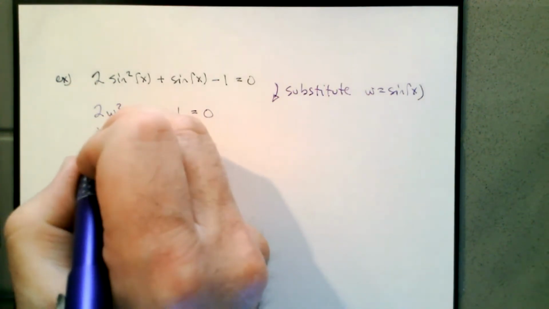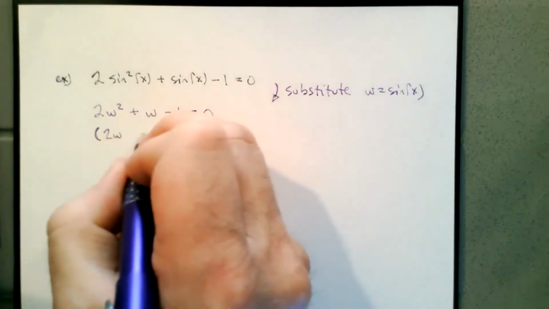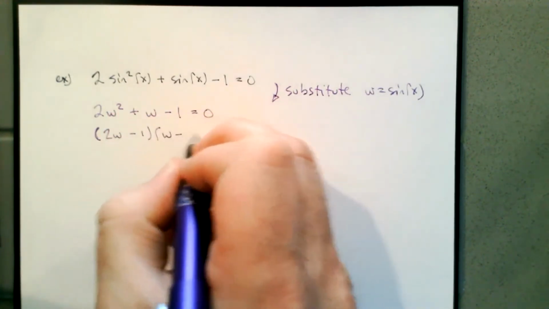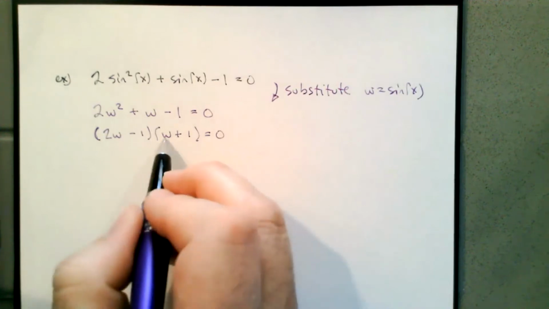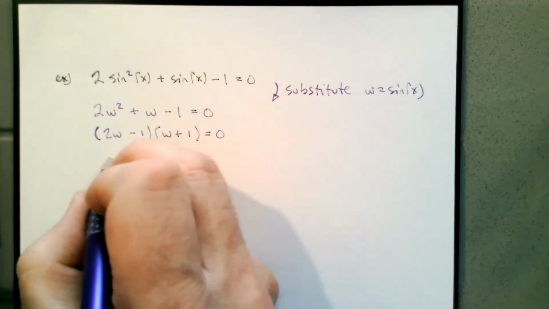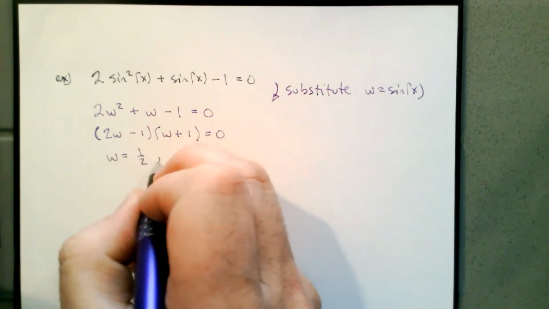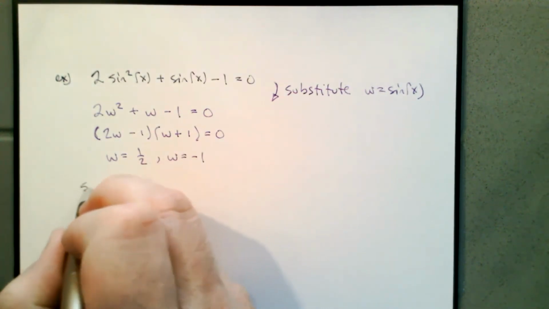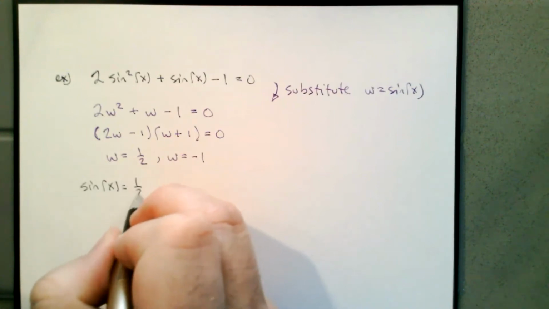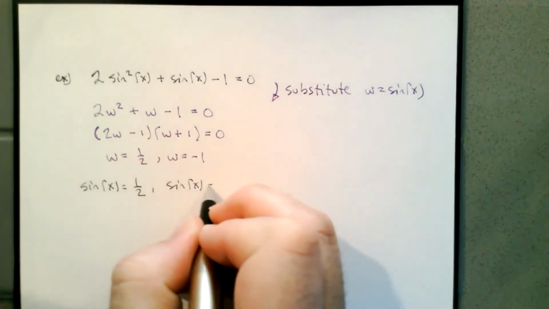So it's still going to factor out the same way. 2w and w and 1 and negative 1. Plus 2w minus w is plus w. Okay. And so we still get w equals 1/2 and w equals negative 1. That part didn't change. We're just looking at a quadratic in sine, not quadratic in cosine. But now when we substitute back the w's, we have sine x equals 1/2, and sine of x is equal to negative 1.